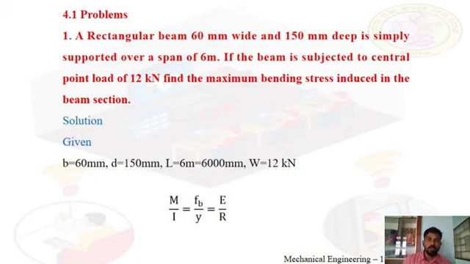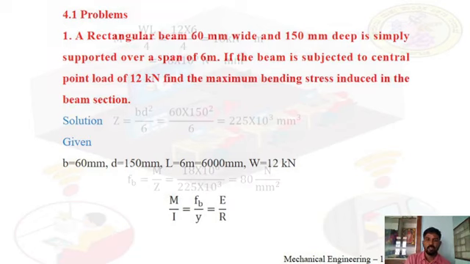Breadth B is equal to 60 mm, depth D is equal to 150 mm and length L is equal to 6 meter of span. So convert that into mm, 6000 mm, and load is given, point load 12 kilonewton. So write a formula immediately. M by I is equal to FB by Y is equal to E by R. Here Young's modulus and radius of curvature is not given, so ignore E by R.